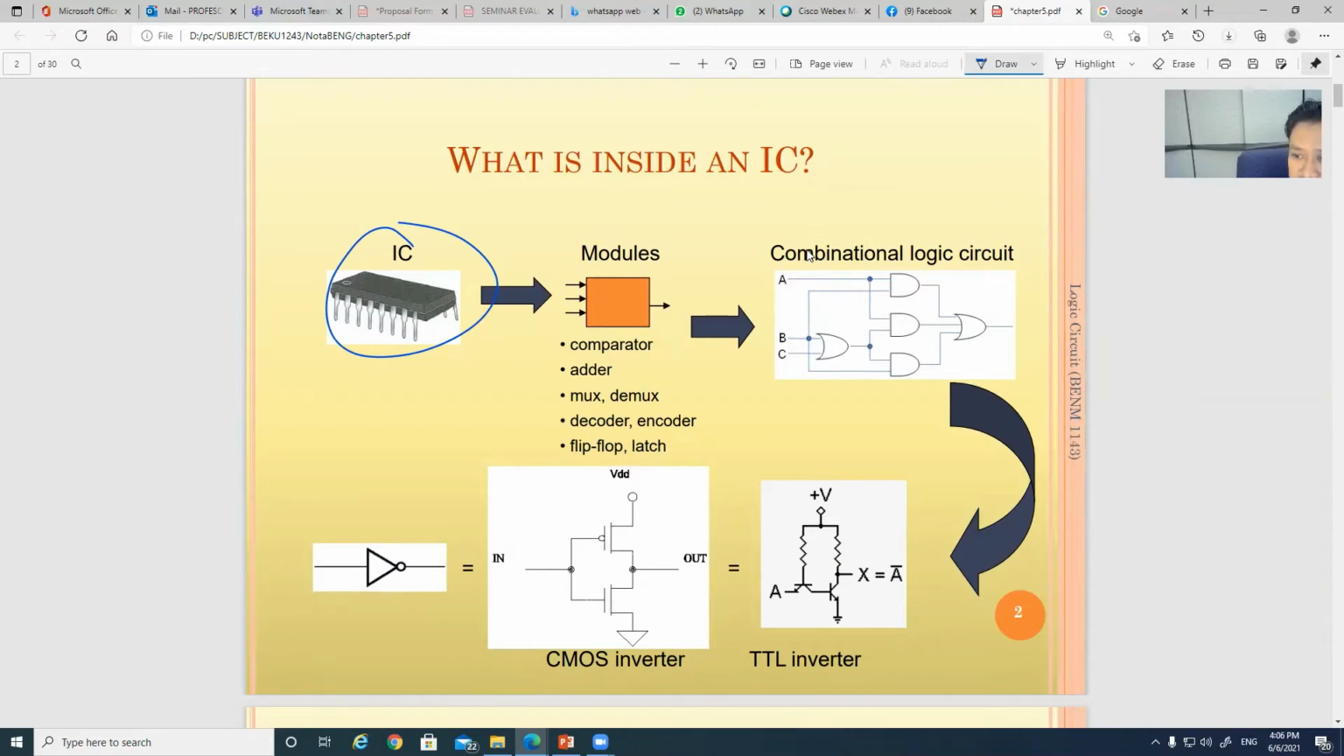Also in the IC we have the TTL, which we call the transistor logic inverter. You can see this one: we have the voltage supply here, and then this is ground. And also we have the CMOS inverter. Either the CMOS inverter or the transistor logic inverter, as you can see inside the IC.